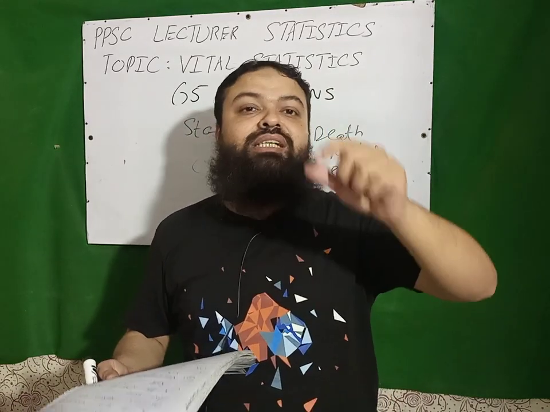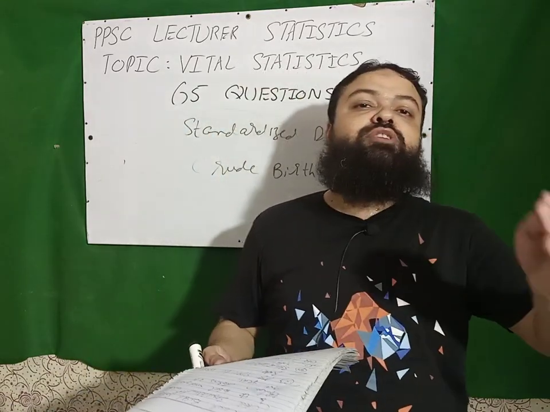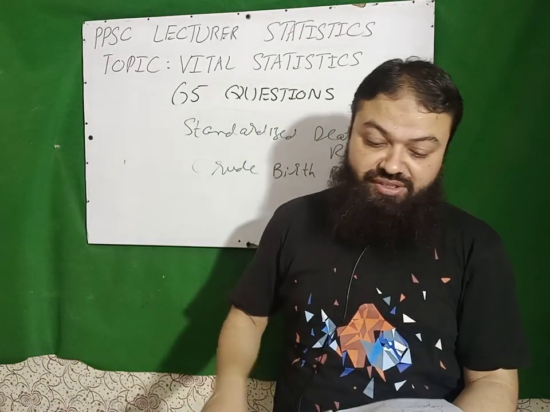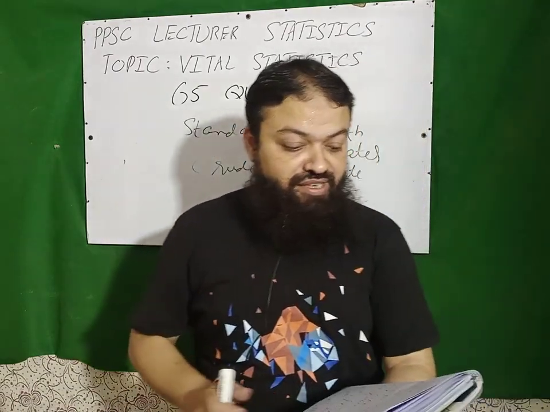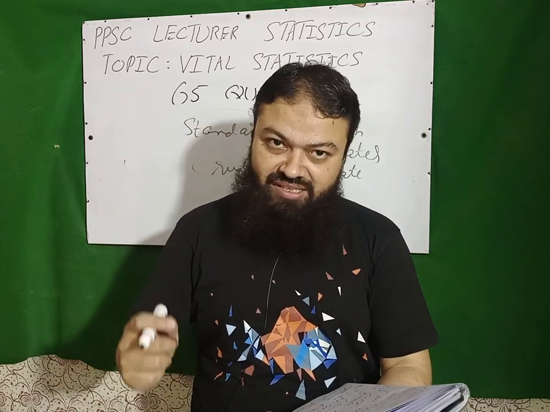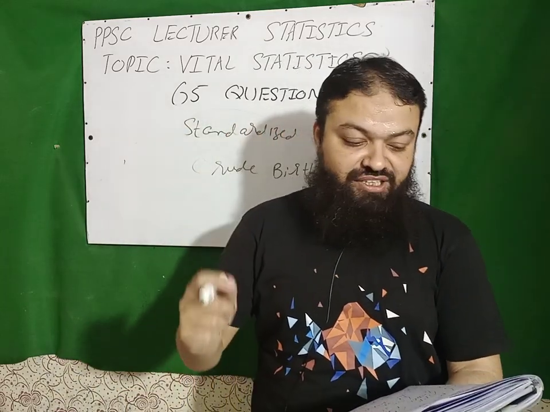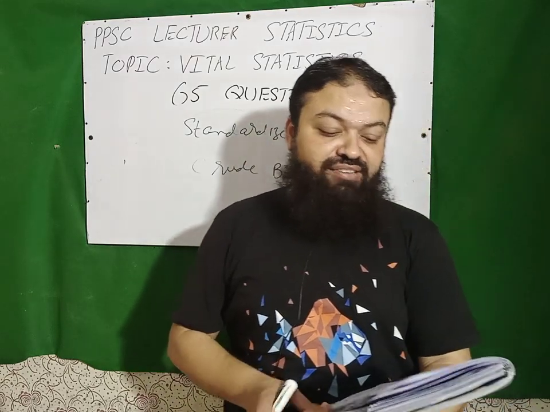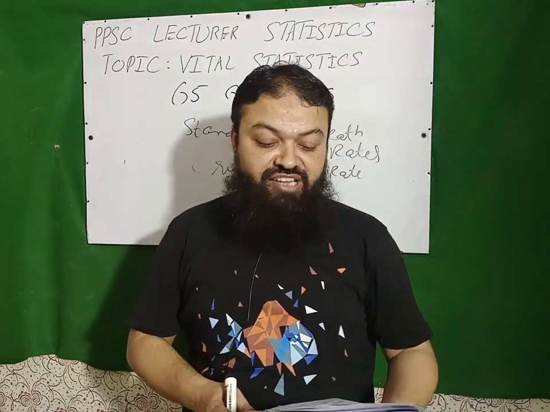And I have told you childbearing age is 15 to 44 years or 15 to 49 years. A very important question. Next question is, registration of births, deaths and marriages are legal documents. Next, vital rates of the population are expressed as per thousand.